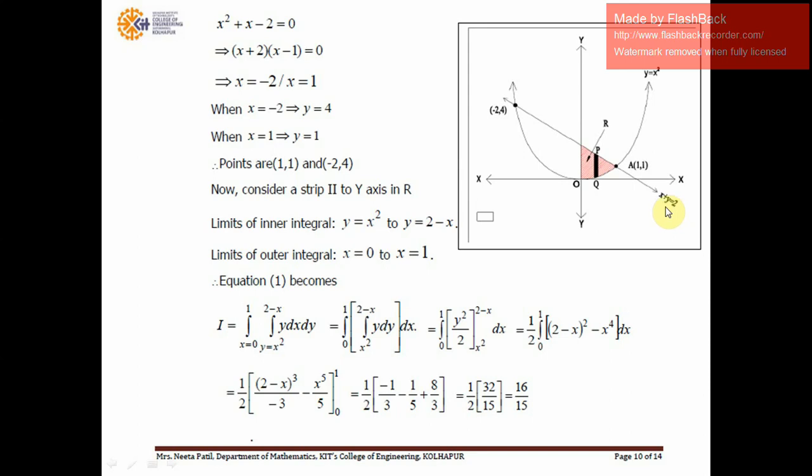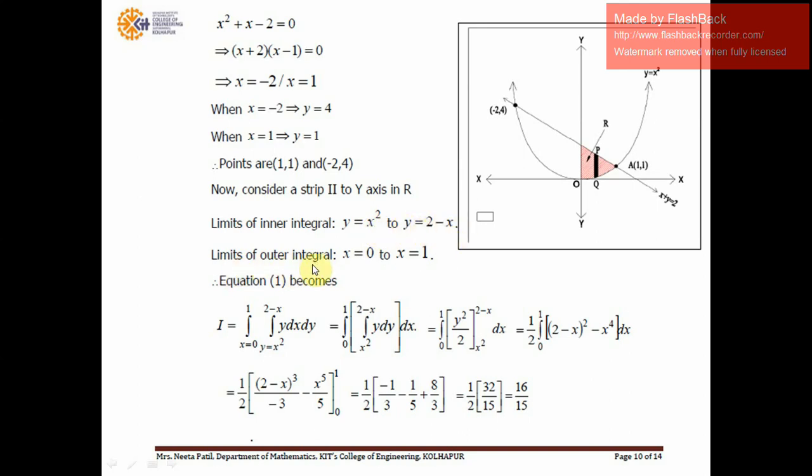From this equation, write down y in terms of x. So we get y is equal to 2 minus x. So y is equal to 2 minus x is the upper limit of inner integral. So in this way we get the limit of inner integral as y is equal to x square to y is equal to 2 minus x.